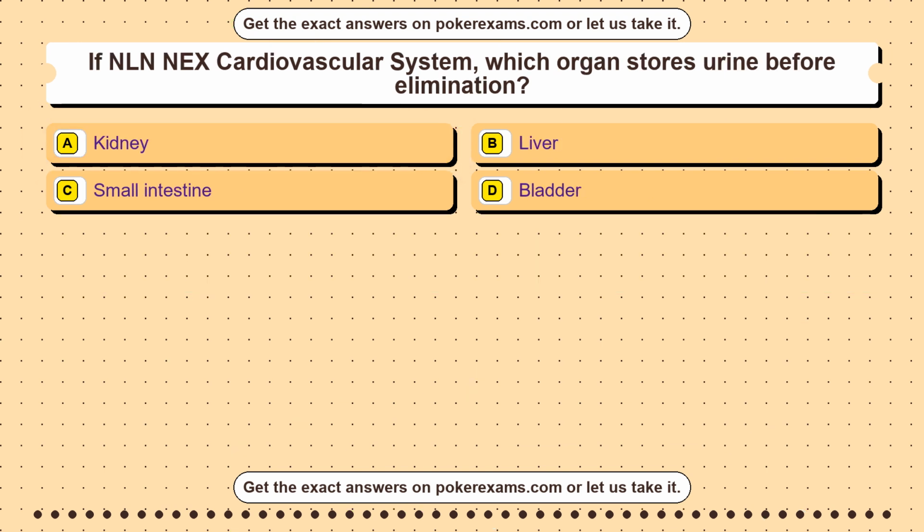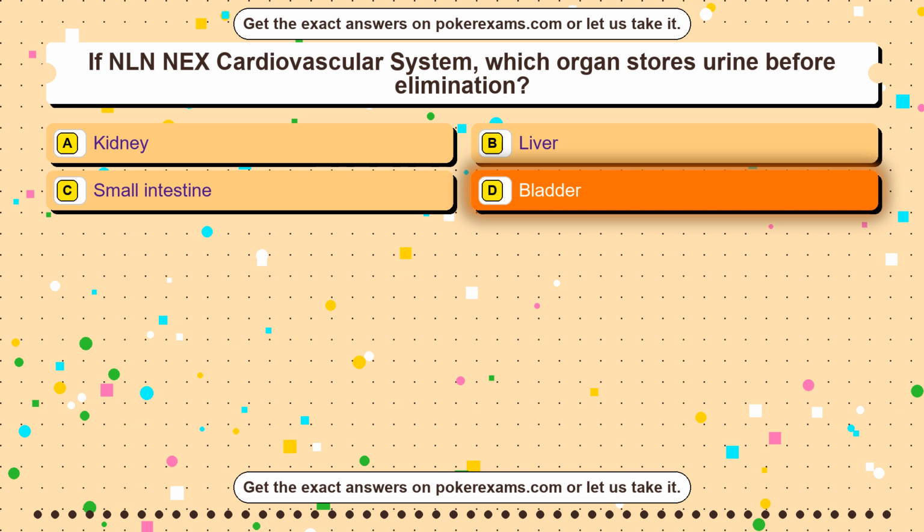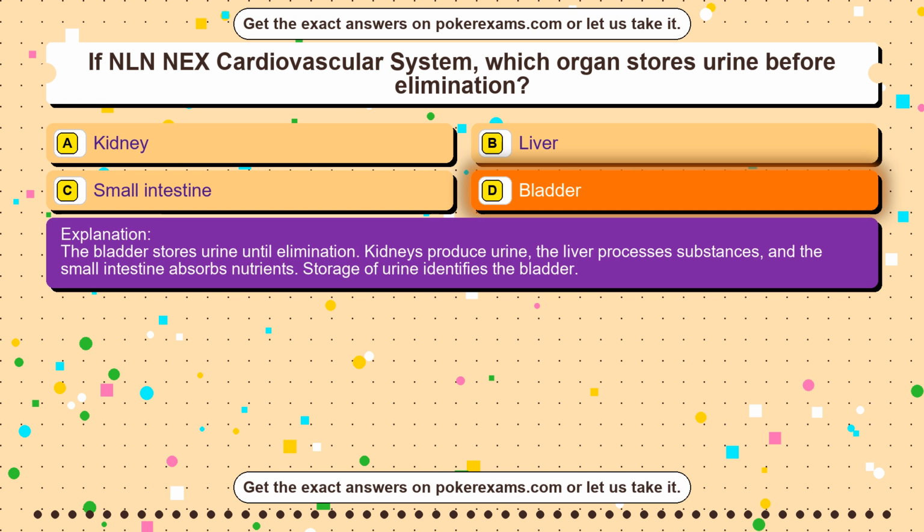Question 10. If NLN NEX Cardiovascular System, which organ stores urine before elimination? Option A, kidney. Option B, liver. Option C, small intestine. Option D, bladder. The correct answer is option D. Bladder. The bladder stores urine until elimination. Kidneys produce urine, the liver processes substances, and the small intestine absorbs nutrients. Storage of urine identifies the bladder.